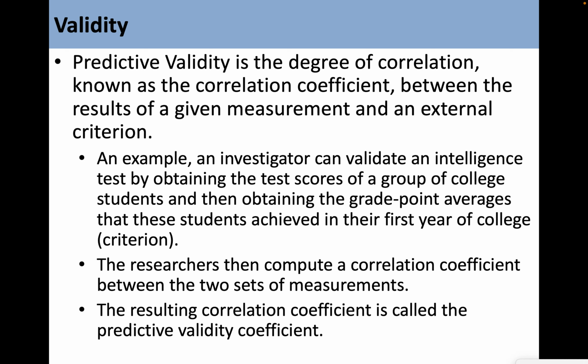Does it? Predictive validity is the degree of correlation, known as the correlation coefficient, between the results of a given measurement and an external criterion. An example: an investigator can validate an intelligence test by obtaining the test scores of a group of college students and then obtaining the grade point averages that these students achieved in their first year of college. And that would be the criterion. The researchers then compute a correlation coefficient between the two sets of measurements. The resulting correlation coefficient is called the predictive validity coefficient.